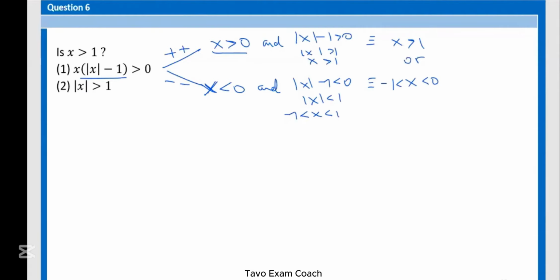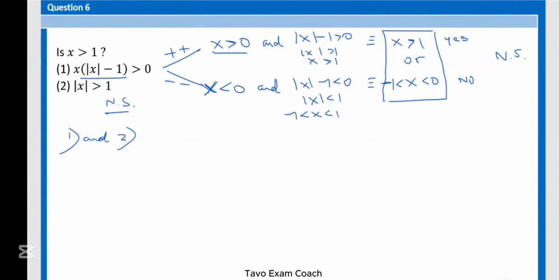Unfortunately, the first one allows us to respond yes, and the second one, the contrary. So here is not sufficient. But we know this represents the inequality in statement 1. Statement 2, if the absolute value of x is greater than 1, we know that is not sufficient because that gives x the possibility to be negative 2. So we have a different answer choice, and we have to combine the two of them together.